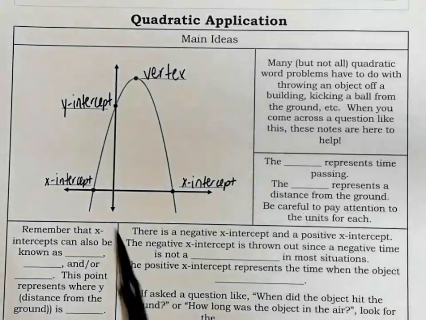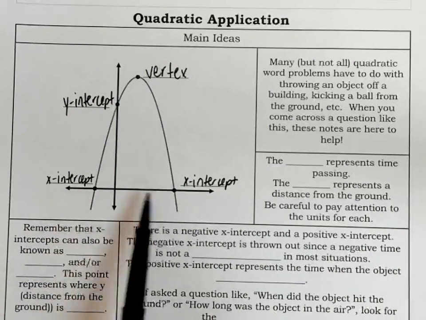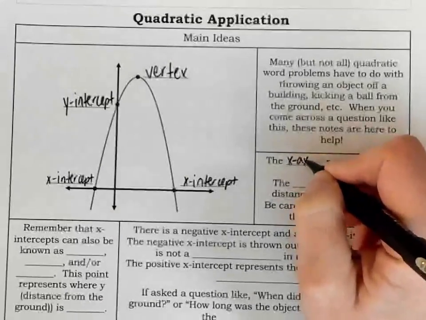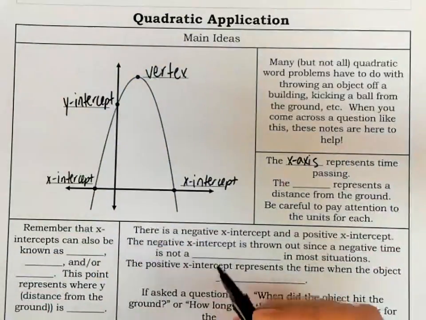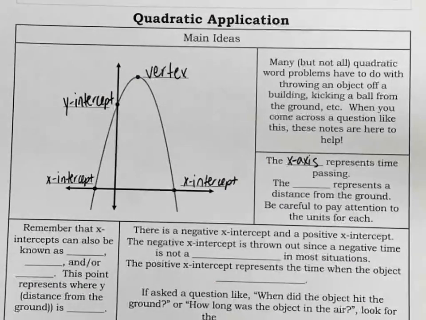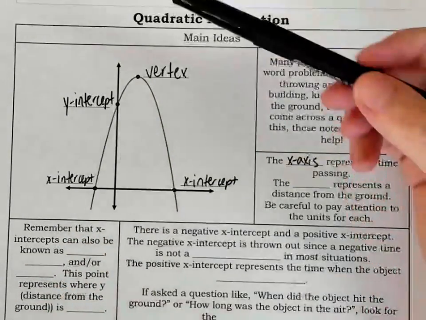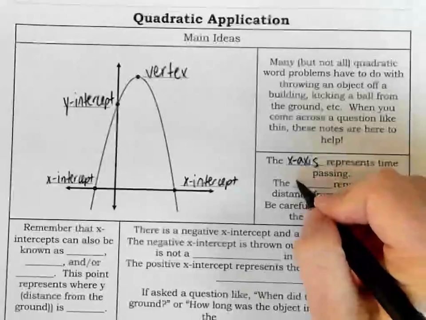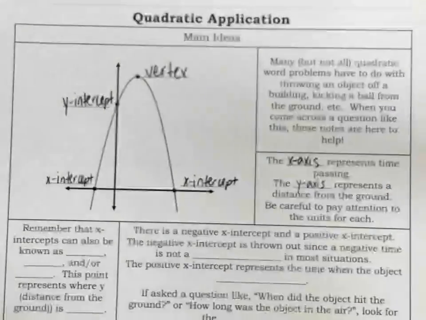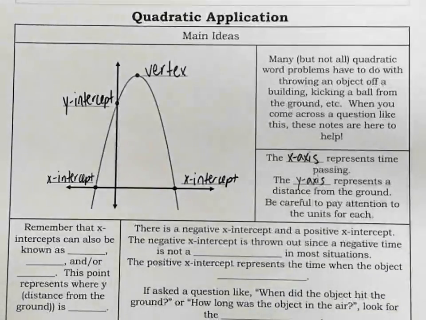usually in these cases, the x-axis is going to represent time that's passing. That's our independent variable. It's something that I can't control. It's independent of anything that I can do. So it's my x-axis here. Now the y-axis is generally your dependent variable. It's representing the distance from the ground.